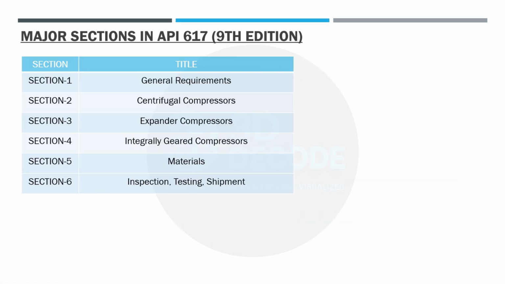API 617 sections. The latest edition, the 9th, is organized into 6 major sections. 1. General requirements. 2. Centrifugal compressors. 3. Expander compressors. 4. Integrally geared compressors. 5. Materials. And 6. Inspection, testing, and preparation for shipment.